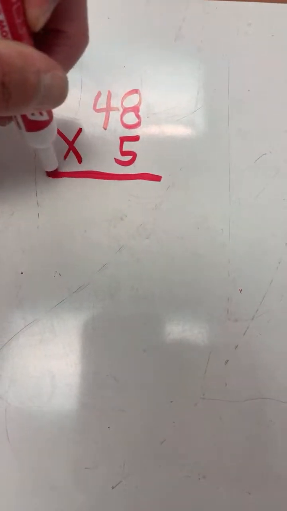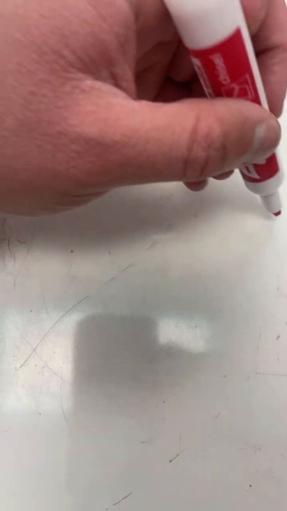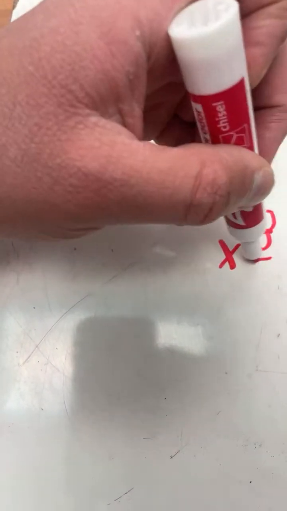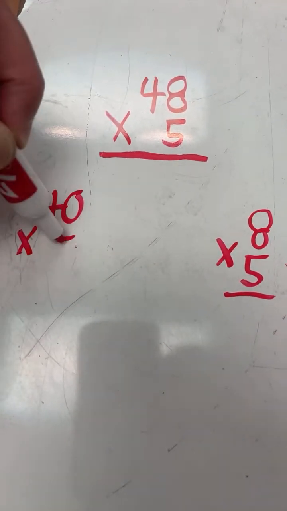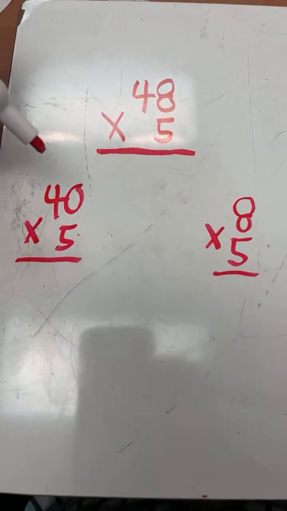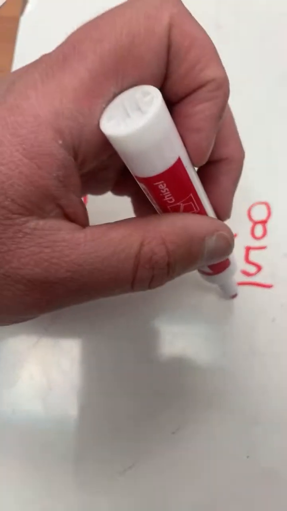48 times 5 is our next problem. So to find the answer to 48 times 5, we multiply 8 times 5, and then we're going to multiply 40 times 5. Then we have to add both answers together to get our final answer. So 8 times 5 equals 40.